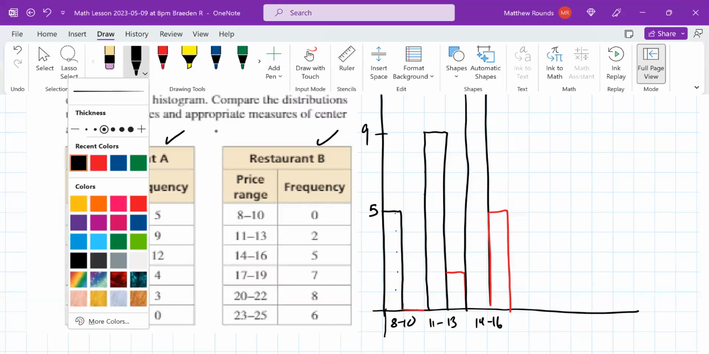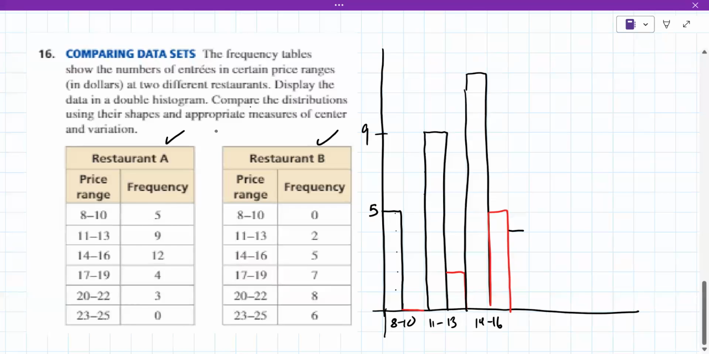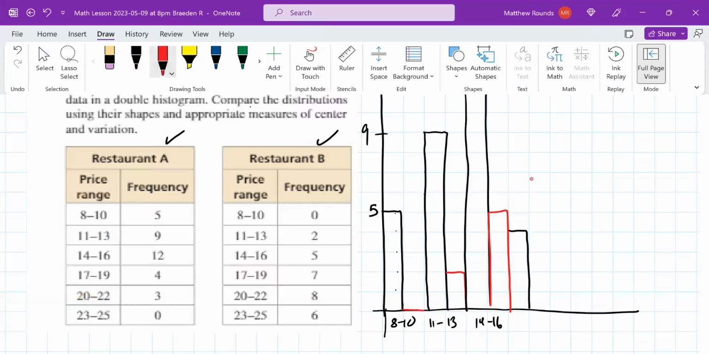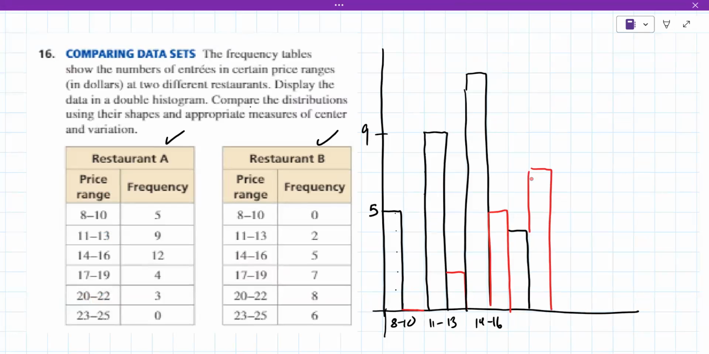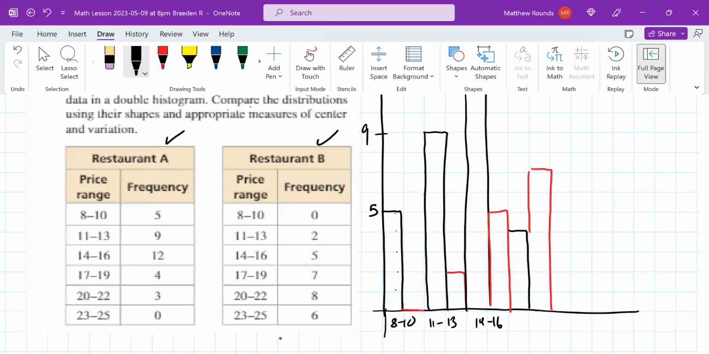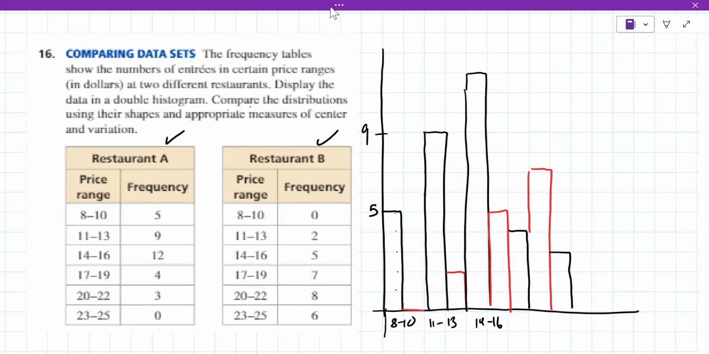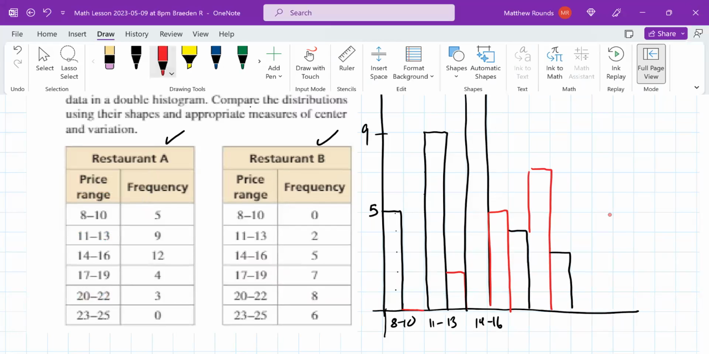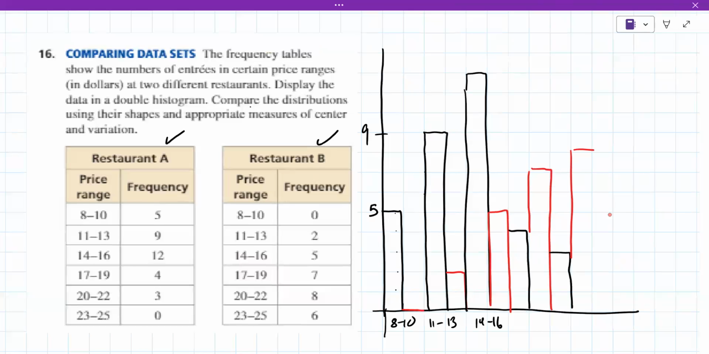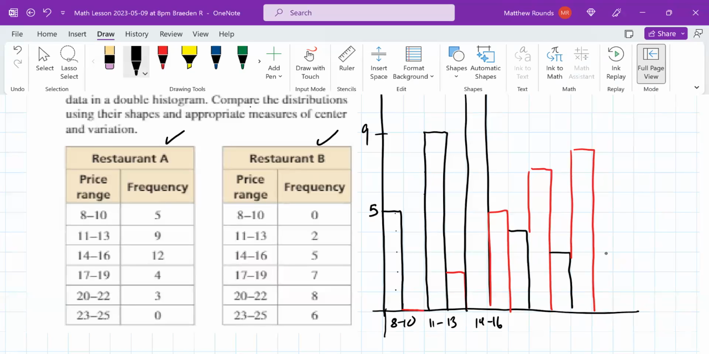The next one there is 4 for restaurant A. 7 for restaurant B. And so what you might be noticing here, I'm noticing the red ones are kind of getting bigger and the black ones are going big, and then they look like they're coming back down. Let's see, that's 3 and then 8, and then 0 for that one, and then 6 for the last one here.